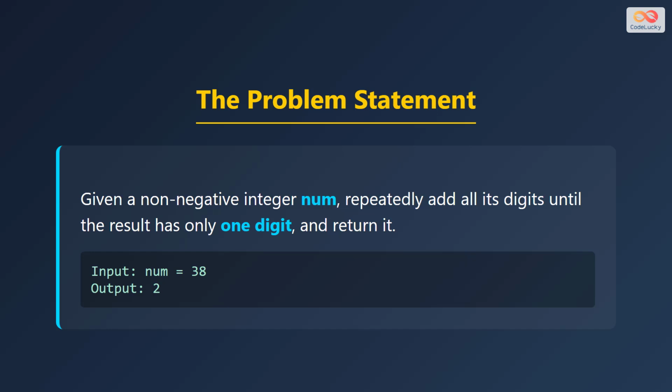Here is the problem. We are given a non-negative integer number. Our task is to repeatedly add all of its digits until the result has only one digit. Once we reach a single-digit number, we return it.